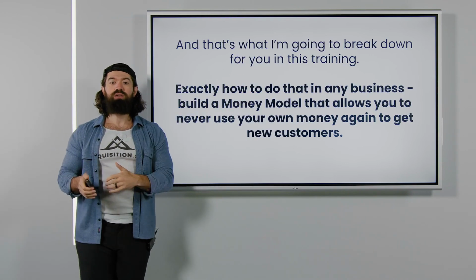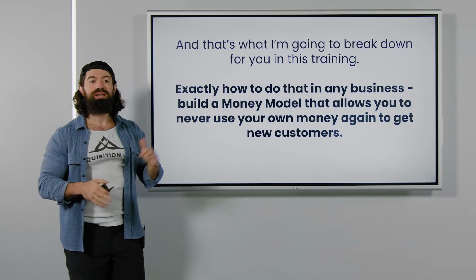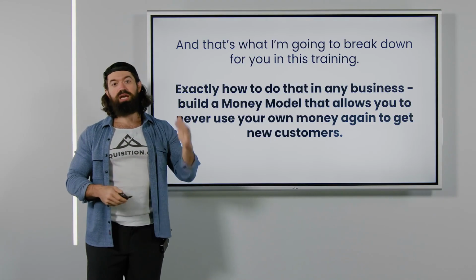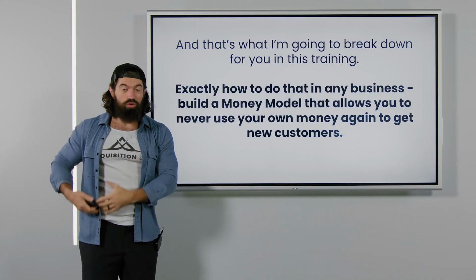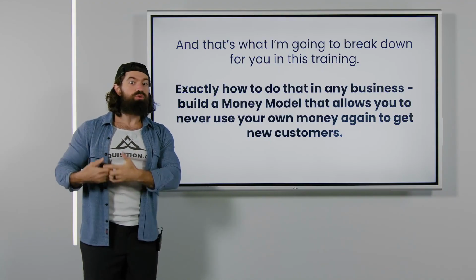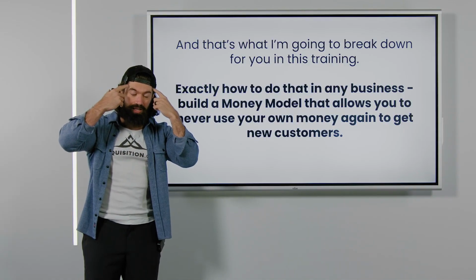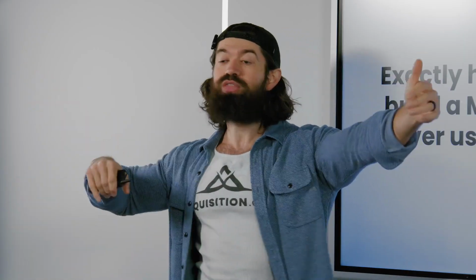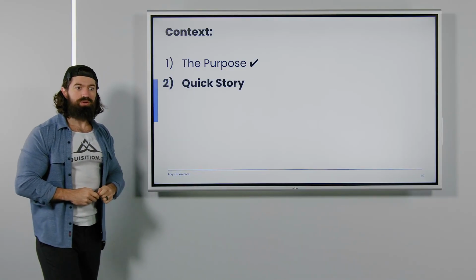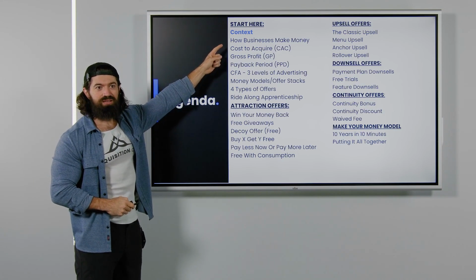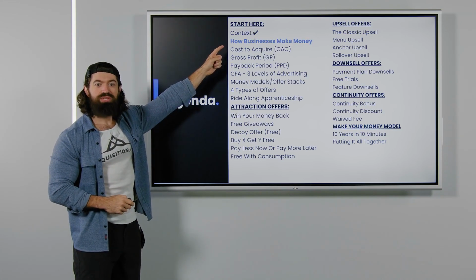And so that's what I'm going to break down for you in this training, which is exactly how to do that at any business, which is build a money model that allows you to never use your own money to get customers again. That means that you're no longer constrained by how much capital you have, who you know, what your bank lending terms are. It's just about what you can design in terms of how you build your money model so that you can use other people's money, not banks, but your other customers' money to finance your growth. So that was my quick story. And we have given you context. Now we begin. How businesses make money.